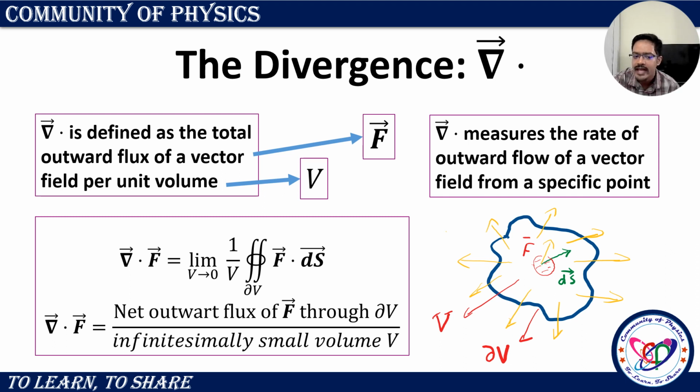Now, if you divide that quantity by the volume V itself, that gives you the net outward flux of F through del V per unit volume. Now, as we take the volume tends to 0, that gives us the divergence. Therefore, our divergence is nothing but the net outward flux of F through del V per unit volume.